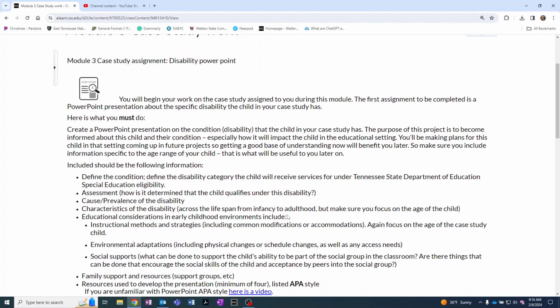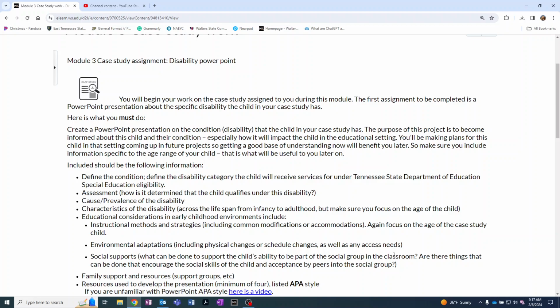When you're creating the PowerPoint, we're looking specifically at the condition or the disability. The purpose of this project is for you to be informed of the child's condition, right? How is this going to impact them in the educational setting? You're going to be making plans in the future for that child, but in order for us to do that, we have to give a good base understanding, which is going to benefit us later on.